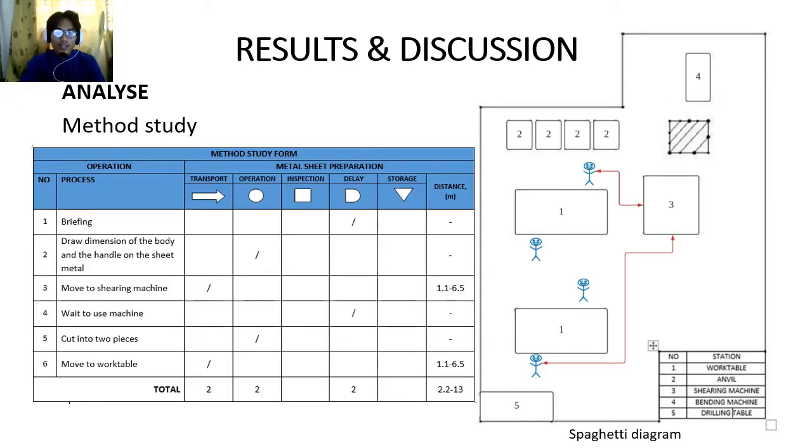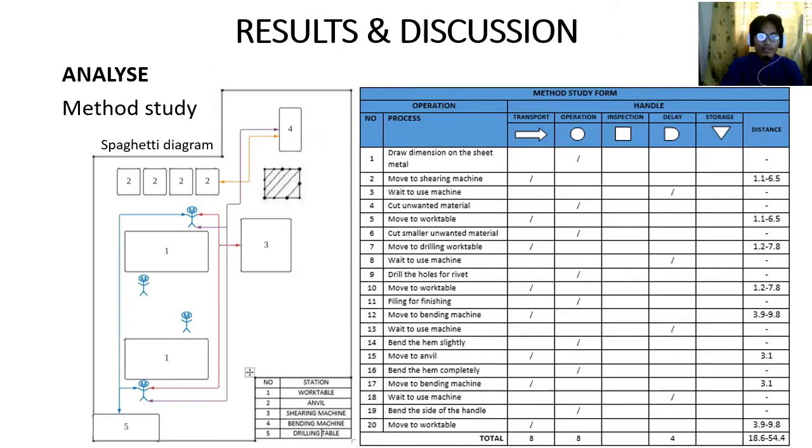This is the method study for metal sheet preparation. This table shows the category for each work element and the distance traveled in each work element. This diagram shows the shortest and the longest working distance for each work element. This is the method study for fabricating handles. This diagram shows the movement of students during the fabricating handle process. This table shows the category of each work element for fabricating handle and the distance for each work element.